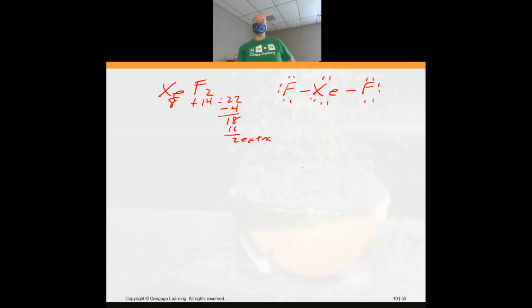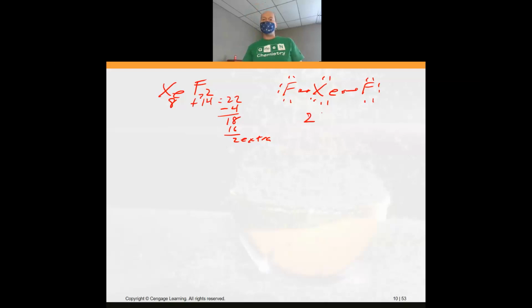All right, we should always check to see that we are neutral. And so F should have brought in 7, as we have here. 7 times 2 is 14. So again, each F brought in 7. Xe should have brought in 8. There is 6 for the lone pairs, plus the 1 for this bond and the 1 for that bond. All right, so everything is neutral.